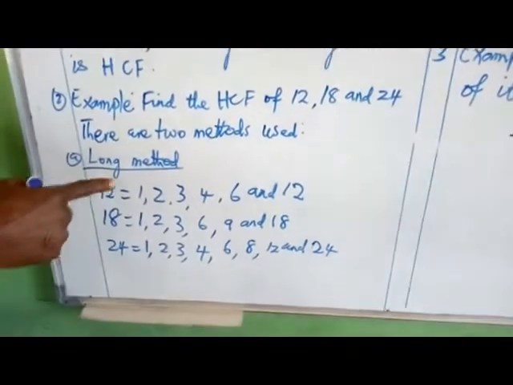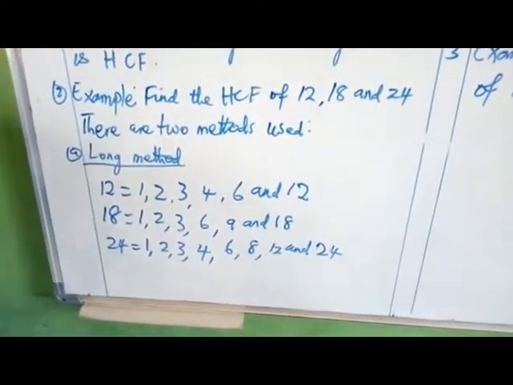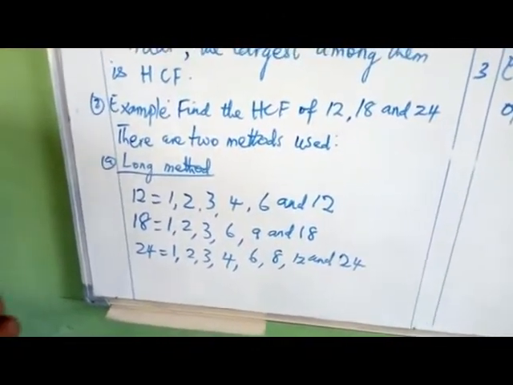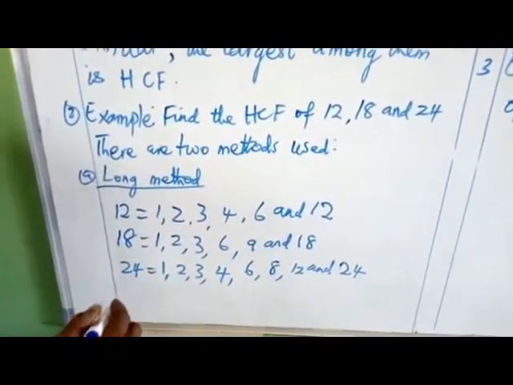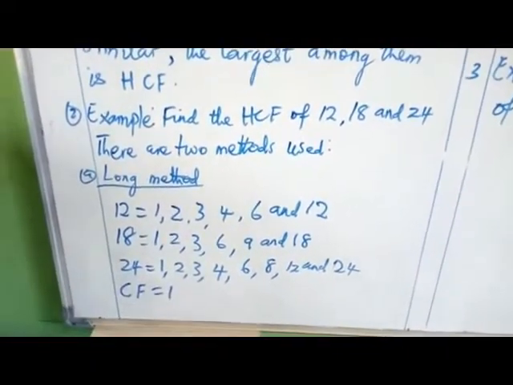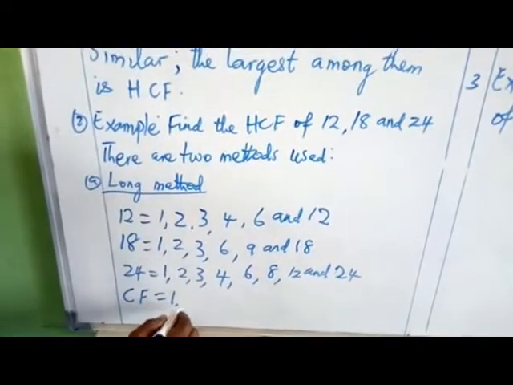The next thing we're going to do after finding these factors is to look for the common factors. Common means those numbers that are similar, that are the same. So you can see that 1 is common here. So you now write common factors equals 1. Which other numbers are the same? 2. You write them out.